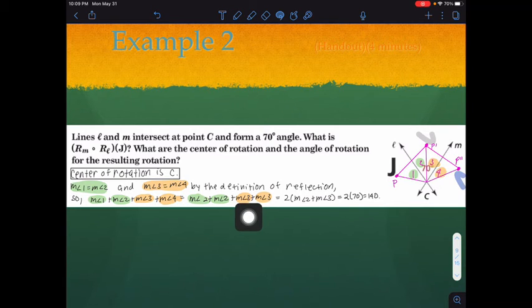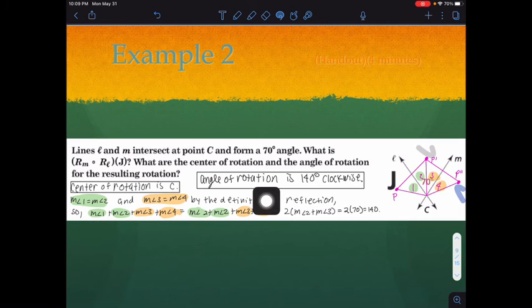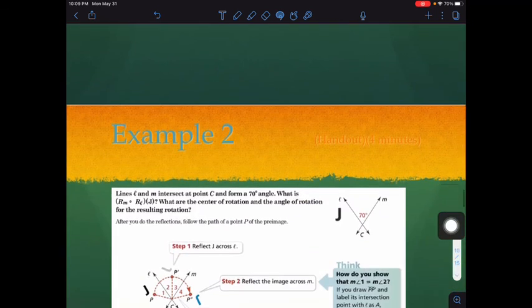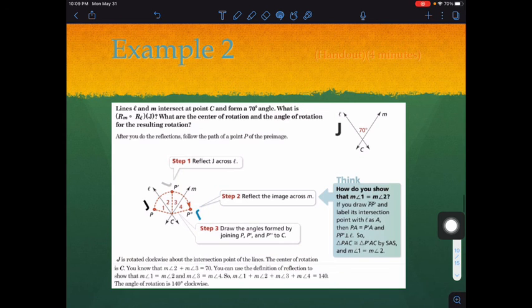So instead of having the measure of angle 3 plus the measure of angle 4, we can have the measure of angle 3 plus the measure of angle 3. This gives us 2 times the measure of angle 2 plus the measure of angle 3, but we can see here on our diagram that if we add the measure of angle 2 plus the measure of angle 3, we'll get 70. So we can substitute 70 in to get 2 times 70 is 140. Therefore, the angle of rotation is 140 degrees clockwise because we started at J and we're going to the twice reflected blue J. The work for this problem is written out on the next slide.